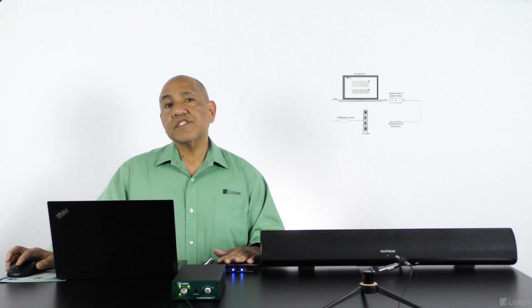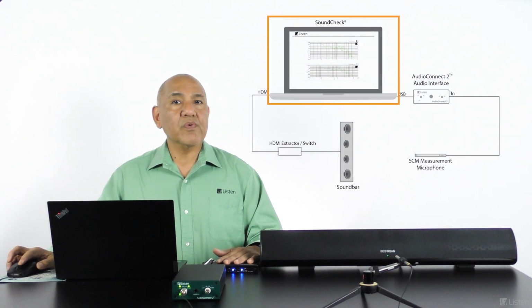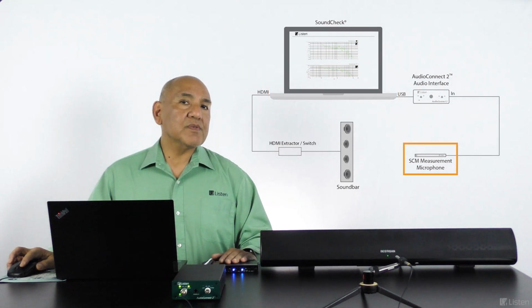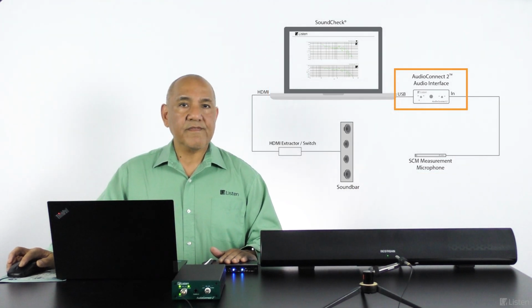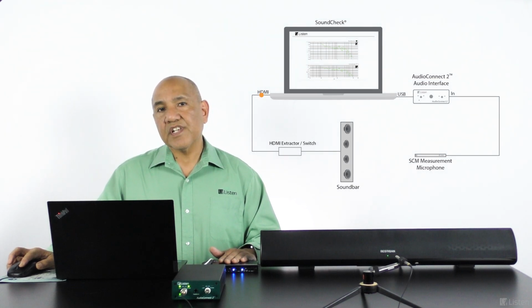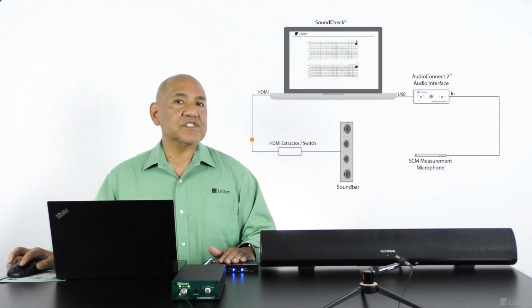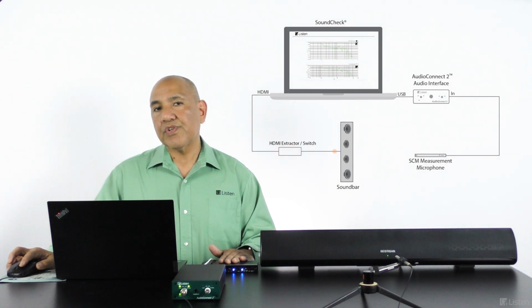As you can see from this schematic diagram, the equipment is simple. A computer running SoundCheck, a measurement microphone, and a simple low-cost two-channel audio interface. The audio signal from the test computer is sent to the soundbar via a simple audio extractor or switch between the computer and the soundbar.